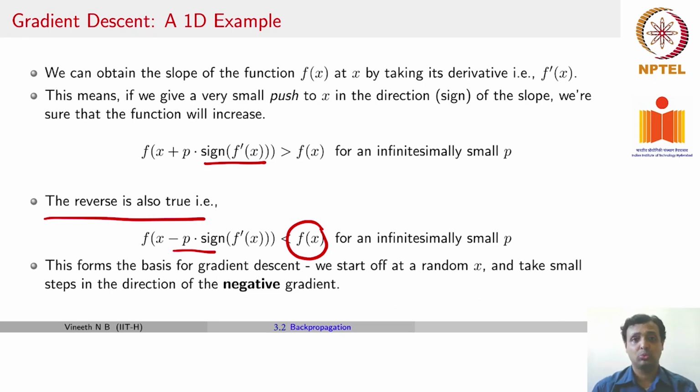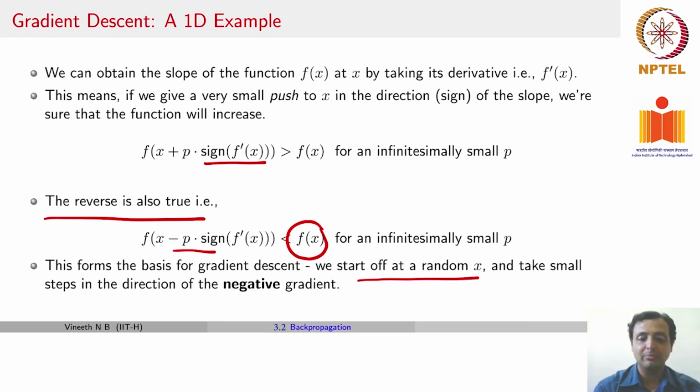That should give us a clue, which means if I take the gradient at a particular point x and I go one step in the negative direction of the gradient, I'm going to find another point x where the function value will be lower. Which means if I keep repeating this over and over again, I'll finally reach a point where the function value is the least. This is the basic idea of gradient descent.